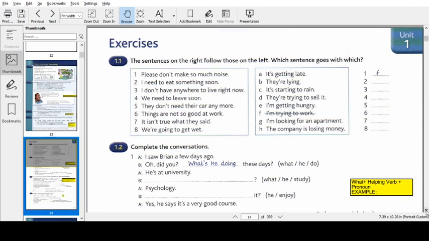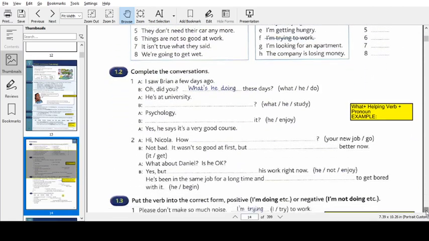I have explained here with the example. Please look at the example. What plus helping verb plus pronoun. What do you like? Look here, do is the helping verb, you is the pronoun, and like is the verb. You must follow this rule to complete this exercise.